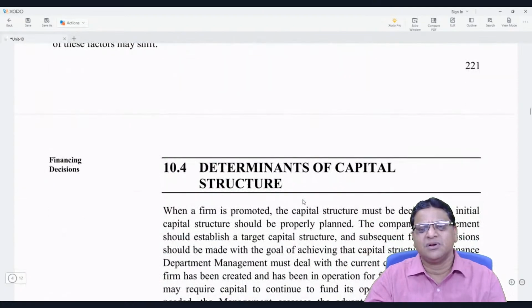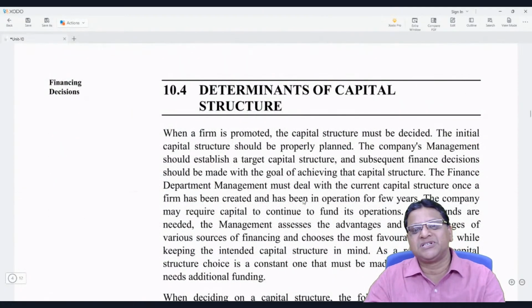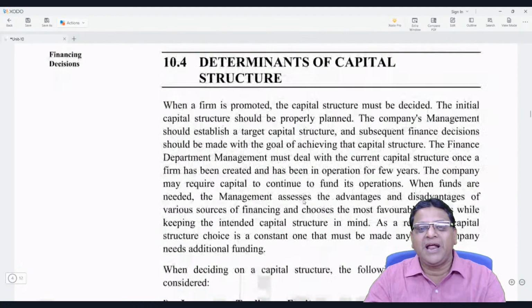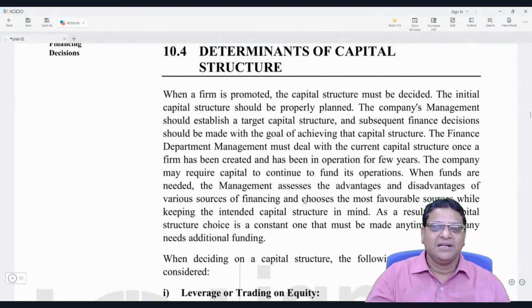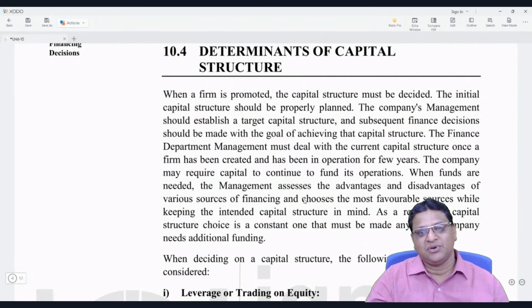Next, we will discuss what are the main features or determinants of capital structure of an organization. We know that there are many factors which are to be considered by the company while deciding the capital structure of an organization. We will discuss those factors one by one.